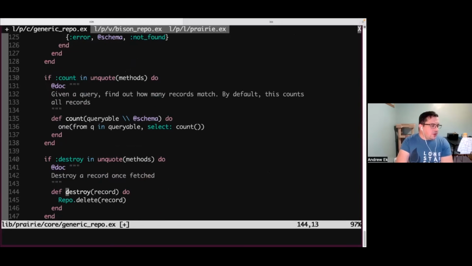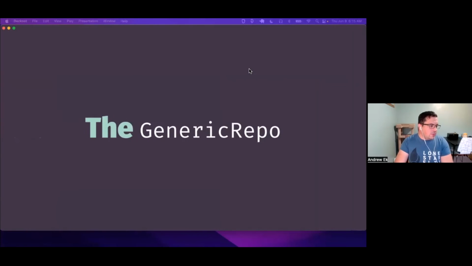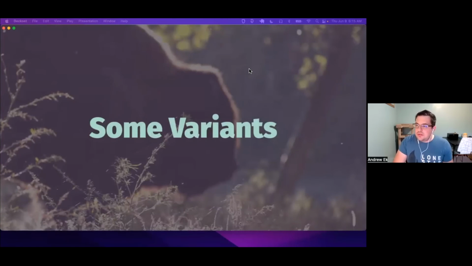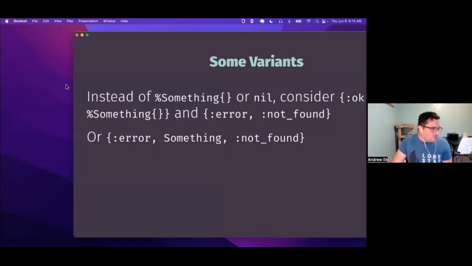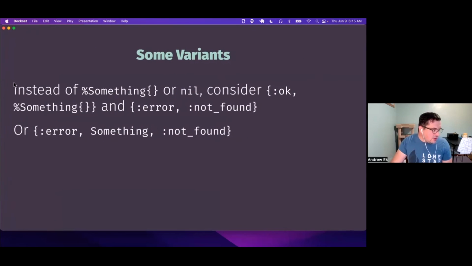There's a number of others here. I can answer your questions. I want to make sure that I'm being somewhat diligent about times. I have a tendency to be long-winded. We also have some variants that we might play with. So this is the variant of, whoops, let's get our slides back. Instead of nil, we can return an error tuple.